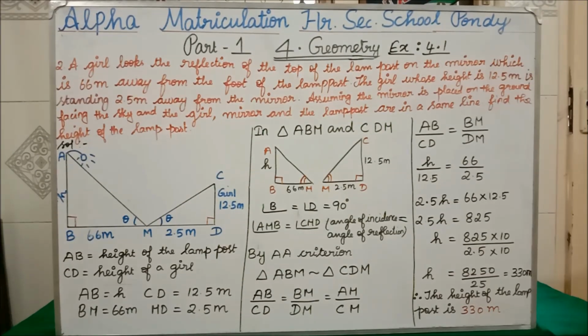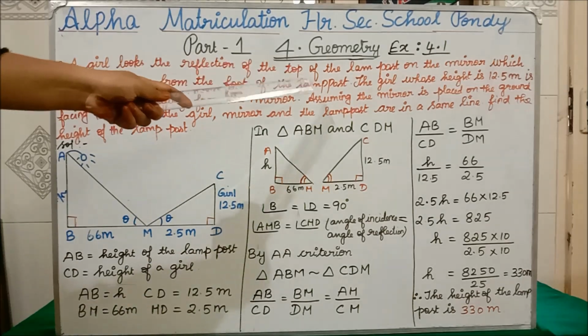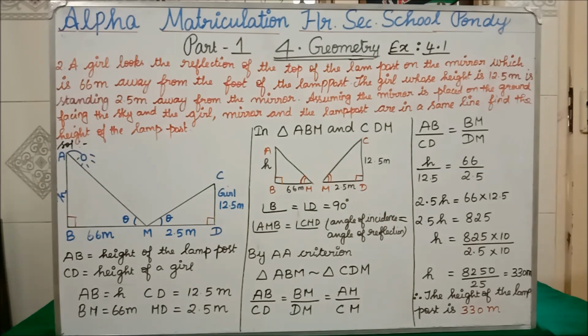Second question. A girl looks at the reflection of the top of a lamp post in a mirror which is 66 meters away from the foot of the lamp post. What they are saying is that a girl is seeing the reflection of the lamp post in the mirror.